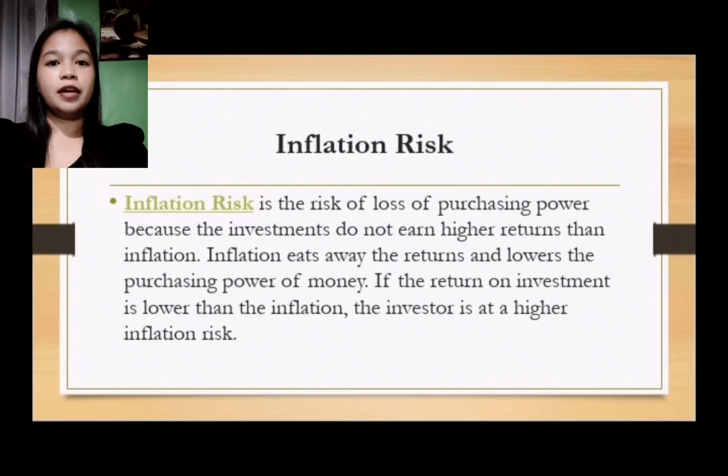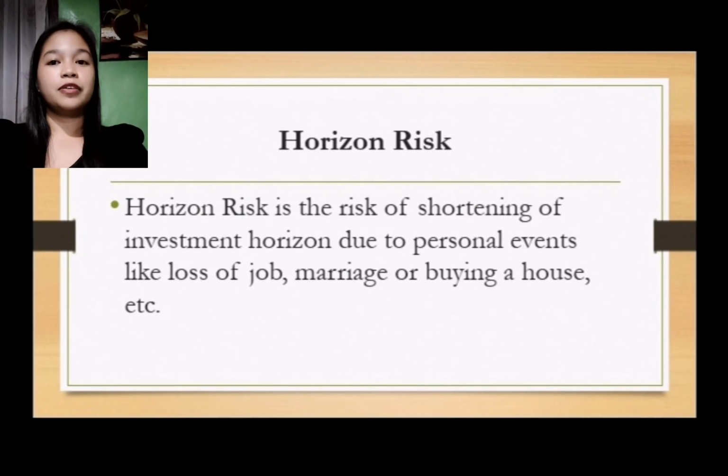Inflation risk. Inflation risk is the risk of loss of purchasing power because the investment do not earn higher returns than inflation. Inflation eats away the returns and lowers the purchasing power of money. If the return on investment is lower than the inflation, the investor is at a higher inflation risk. Horizon risk. Horizon risk is the risk of shortening of investment horizon due to personal events like loss of job, marriage, or buying a house, and etc.